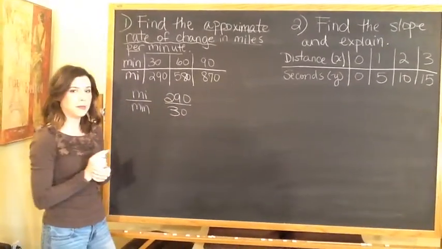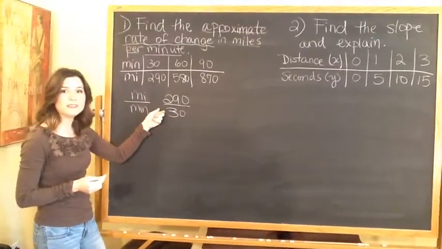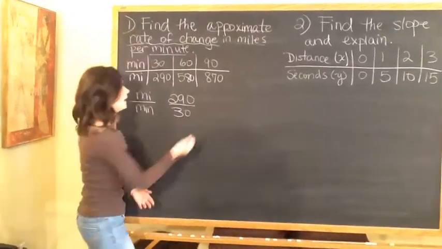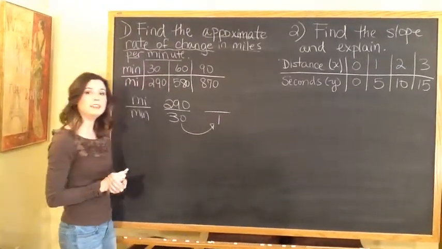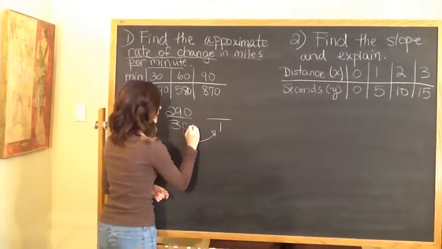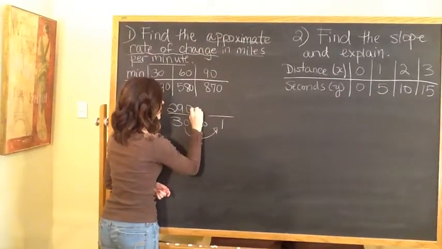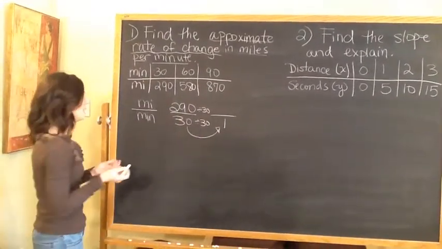Now I'm going to change this and make it a unit rate. So instead of per 30 minutes, I'm going to make it per 1 minute. In order to go from here to here, I would have to divide by 30, because 30 divided by 30 gives you 1. So I'm going to divide by 30 here, and divide by 30 here. Okay, so now let's go ahead and divide it out.